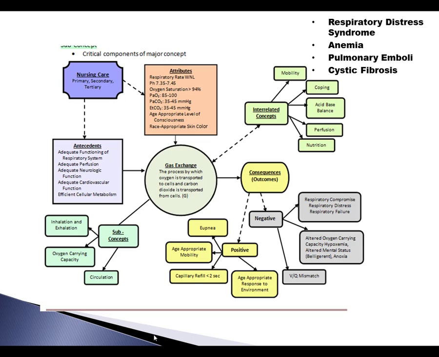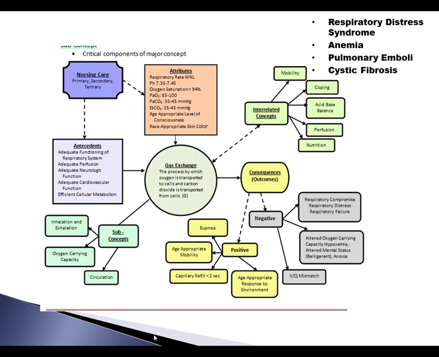So the attributes that we're going to assess for is we're going to look at their respiratory status. Is it within normal limits? How fast is their respiratory rate? What is their pH on a blood gas, what is their oxygen saturation, and how much oxygen are they on to maintain that saturation? The dissolved oxygen, the PaO2, the dissolved carbon dioxide, PaCO2, and end-tidal CO2. We're also going to see, is the patient awake, alert, and oriented? Are they confused? Because obviously if they're not getting enough oxygen to their brain, they're going to have a change in level of consciousness.